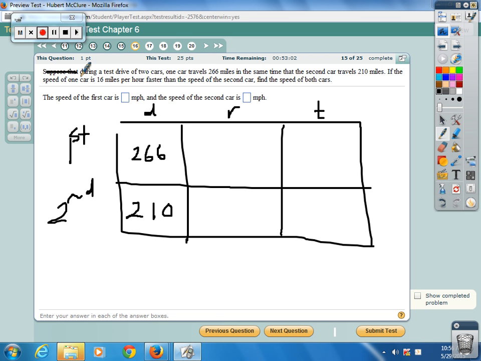Why am I marking out the problem as I go? So you don't get confused. And you start getting your confidence up right before I jerk the carpet out from under you. If the speed of one car is 16 miles per hour faster than the speed of the second car, so what's the speed of the first car?